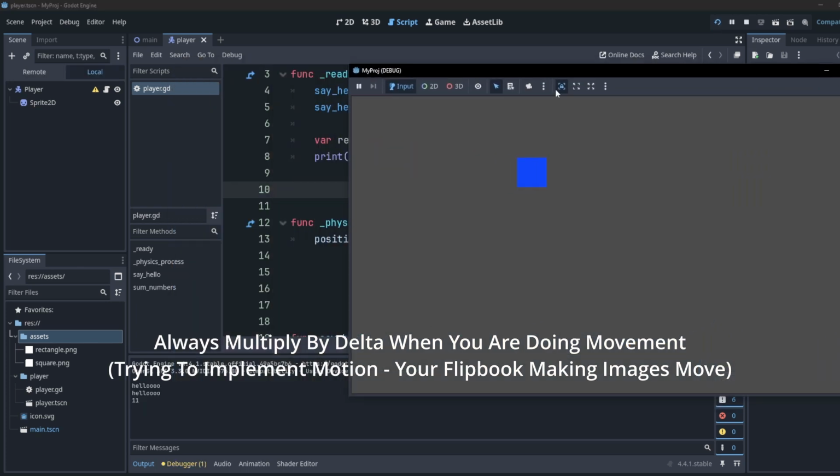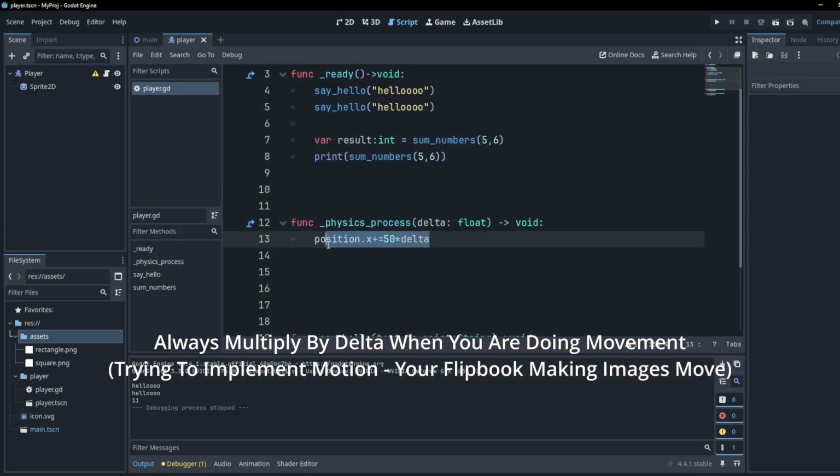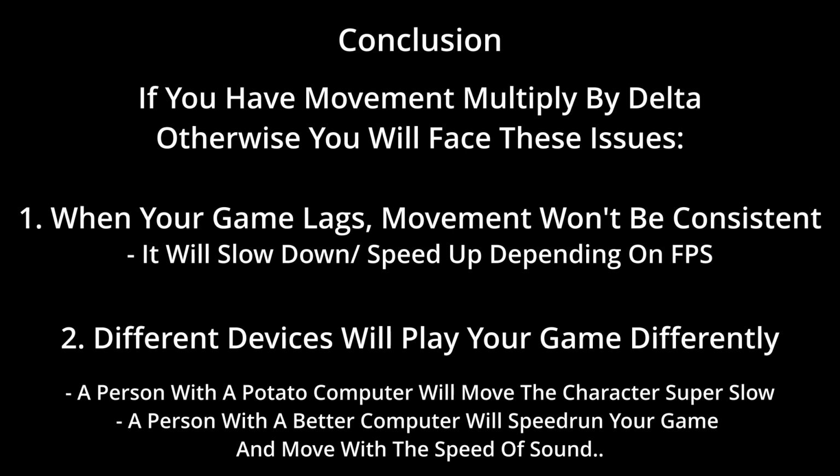This was an important thing to think about. If you still find it difficult to understand, just remember, if it's any type of movement, even rotating or making your character spin, multiply by delta always to ensure the game behavior is the same despite lags, frame drops, and even different devices that your game targets.